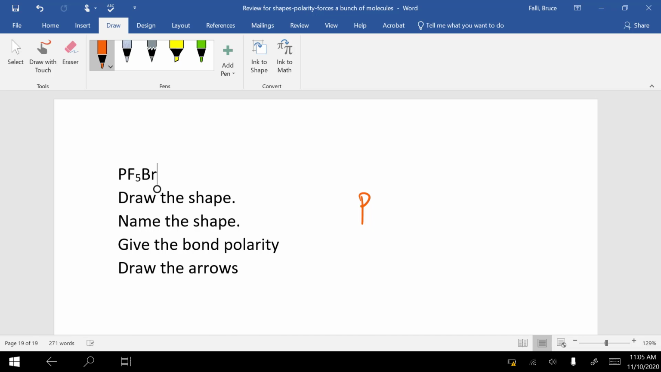PF5Br? That's not right. I'm just going to say skip this bad boy. I'm so sorry. The reason why I say that is it's got to be a typo because what would go in the middle? What's going to go in the middle, I guess, is going to be bromine. I'll do this for fun. You can skip it, but I'm just going to have fun doing it.